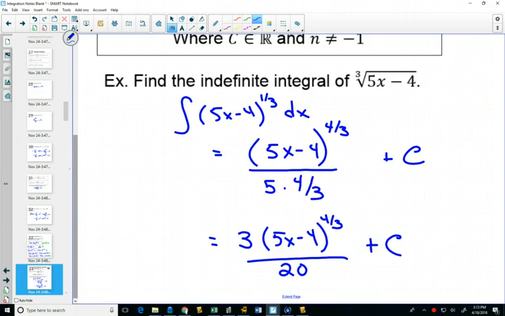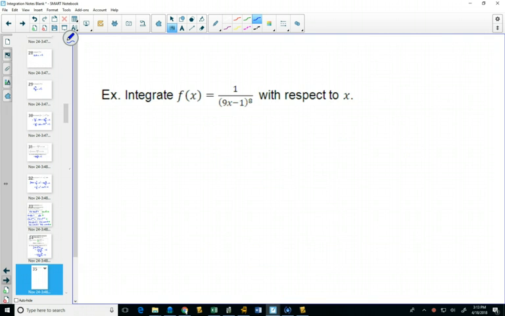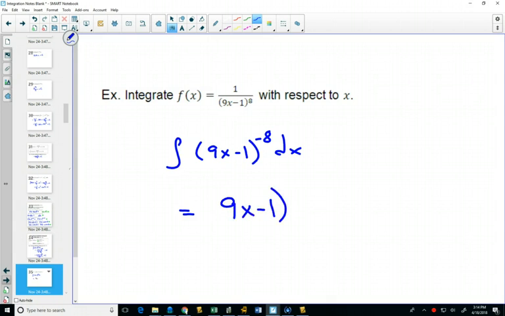Yes, that would be the first thing I would do. And what would you get? Add 1 to the exponent, divide by your new exponent. You're going to also have to divide by 9 because of the ax plus b. So you get a negative 63 on the bottom.